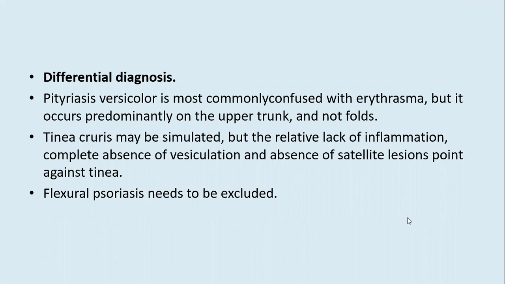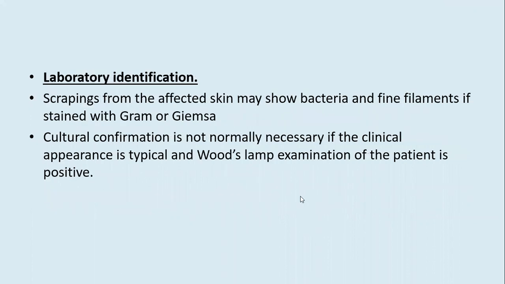Tinea cruris may simulate it, but it is asymmetrical, and there is usually an active border and central clearance. The border will have vesiculation and satellite pustules or papules. Flexural psoriasis should be excluded. It is more beefy red and a little indurated.